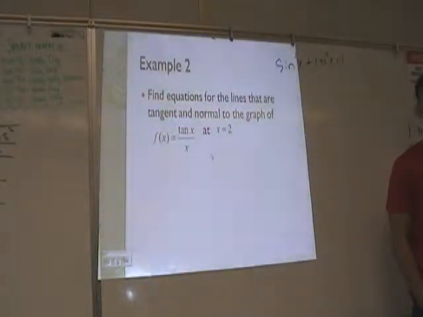The derivative of tangent x is... Nope. Secant squared x. Don't guess. Look in your notes.